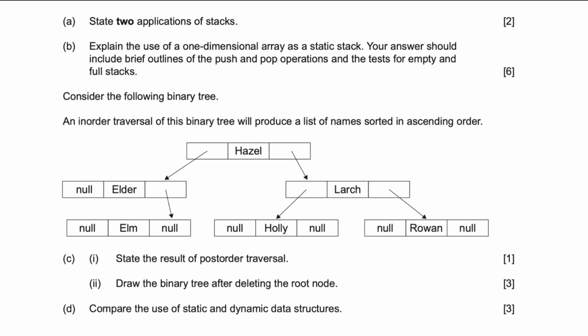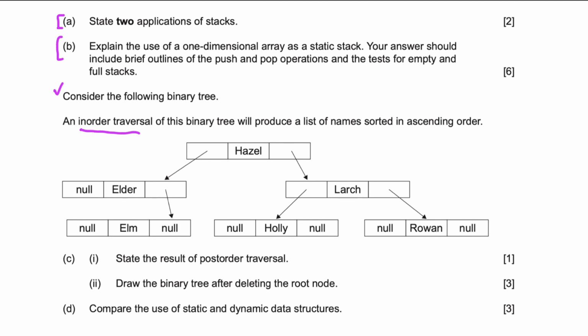Okay, so let's take a look at a practice question. I'm kind of going to ignore these for right now because what I want to do is focus on the binary tree stuff. So we're going to look at this right here. Consider the following binary tree. An in-order traversal of this binary tree will produce a list of names sorted in ascending order. State the result of Postorder Traversal. So this is kind of weird. I don't really know why this is relevant.